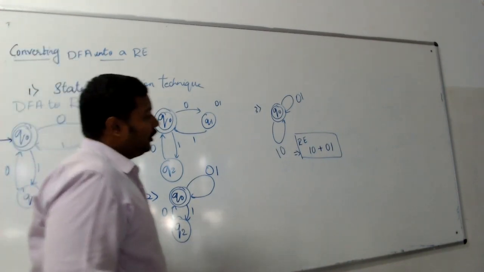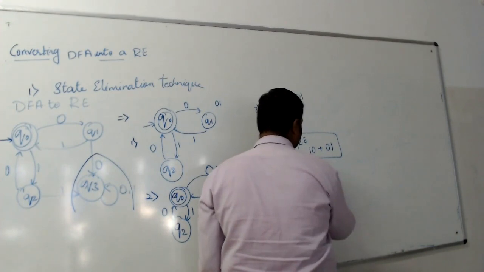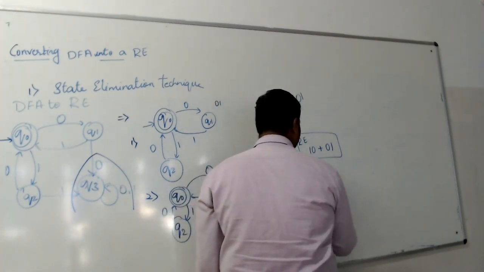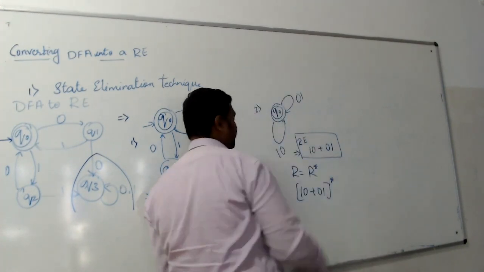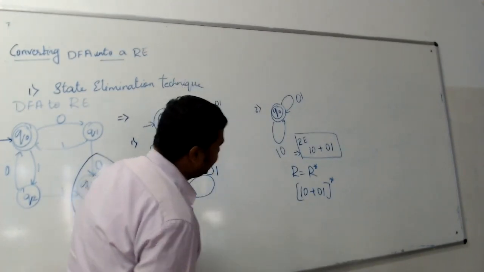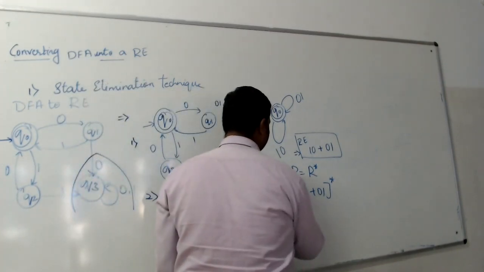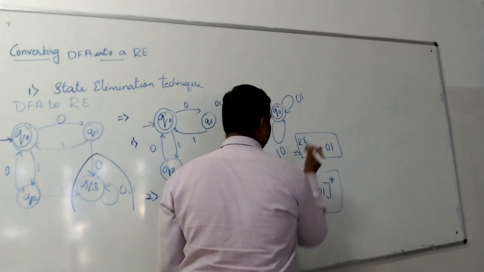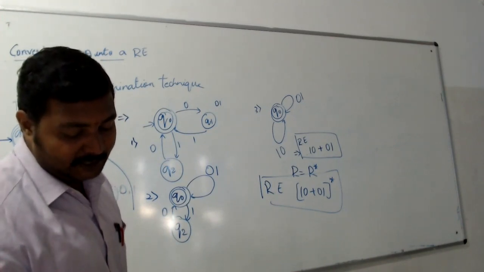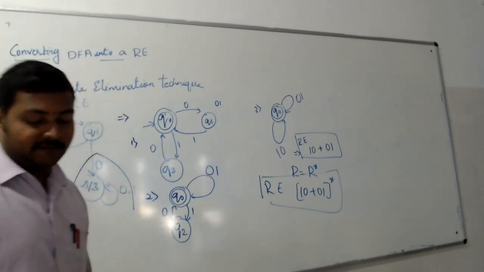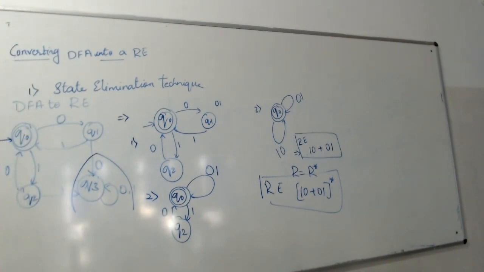So according to the rules, what you have is R equals R star. So this is your regular expression, that is (10 + 01)*. Because of the loop, it can have n number of occurrences, either 0 or n number of occurrences. That is your regular expression. This is before simplification, this is after simplification. Clear with this? Fine. Next we will move on to our next problem.